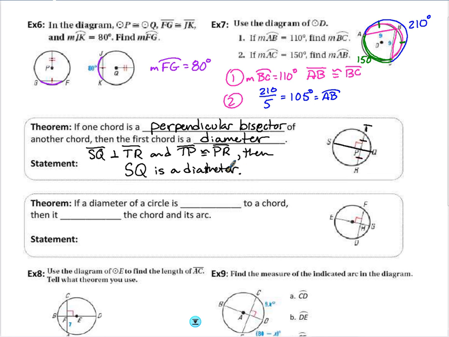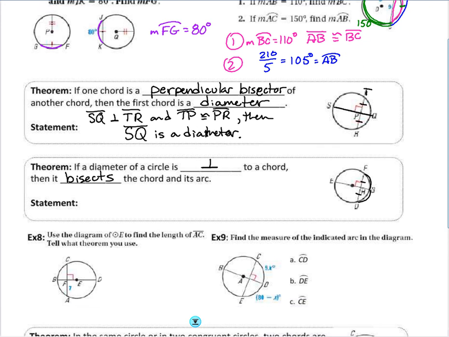With that same theorem being true, I can also flip it on its head and say, if I have a diameter of a circle, I know it has to be perpendicular to a chord, and then it bisects that chord. Also, since it bisects its chord, it also bisects its arcs as well, meaning that the two independent arcs formed between the diameter and the chord would be congruent to each other. So let's use some example problems of this just to make sure we understand it.